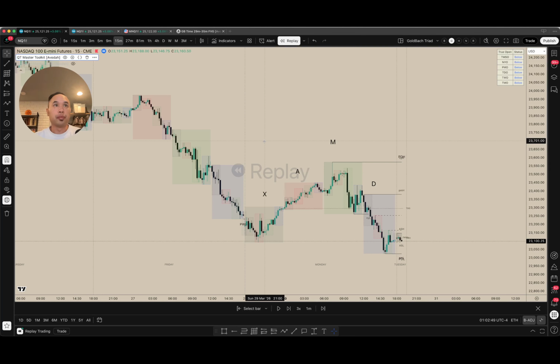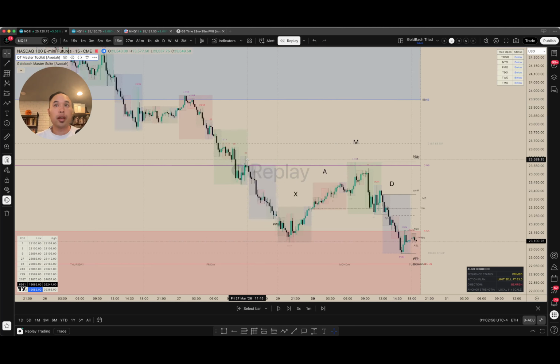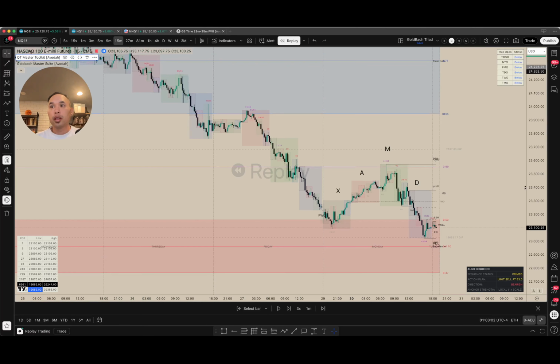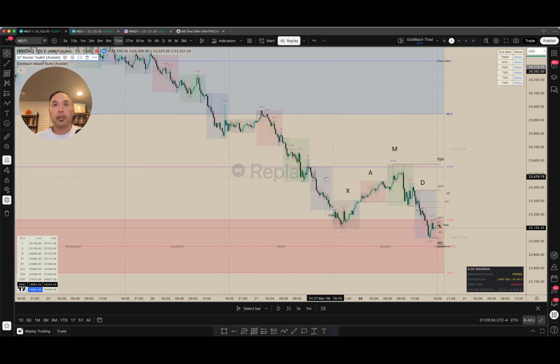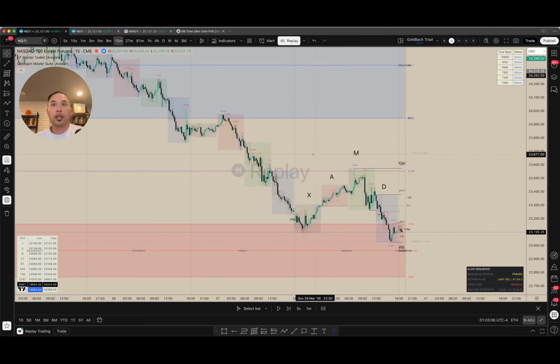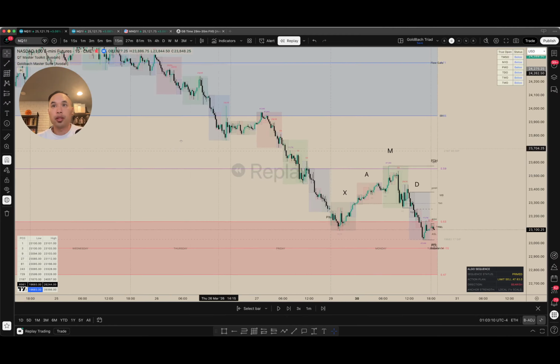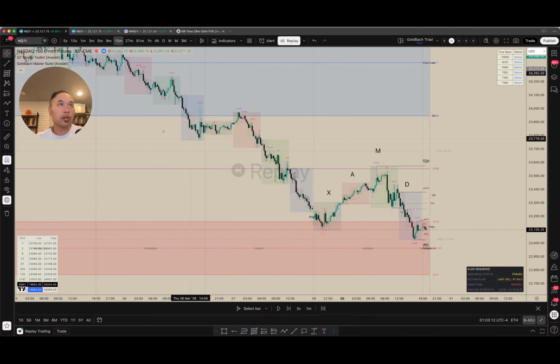Now, how do we use Goldbach and quarterly theory in conjunction with each other? Glad you asked. So I'm going to turn back on my quarterly theory and my Goldbach indicators here, and let's look at today's price action and just do a review. And I'll explain what some of these things are, a lot of these numbers that you're seeing on the screen.